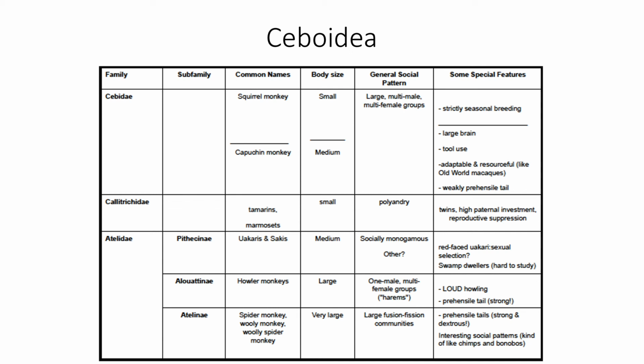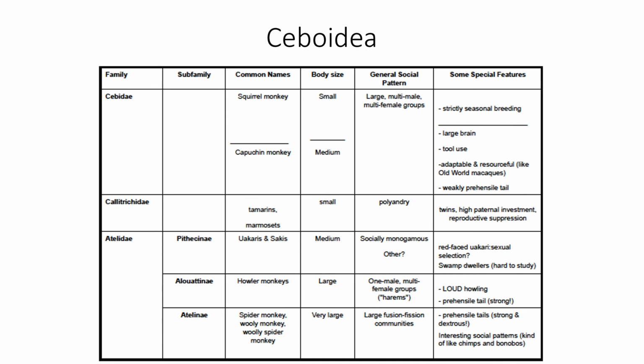Next we have our Callitrichids, which we call our squirrel-like monkeys. They're very small. These are our marmosets and tamarins. They practice polyandry, which means that one female often mates with two males or has two male partners. Twins are really common, and there's a high paternal or male investment in reproduction. And then we sometimes have reproductive suppression. I'll talk about that a little bit later.